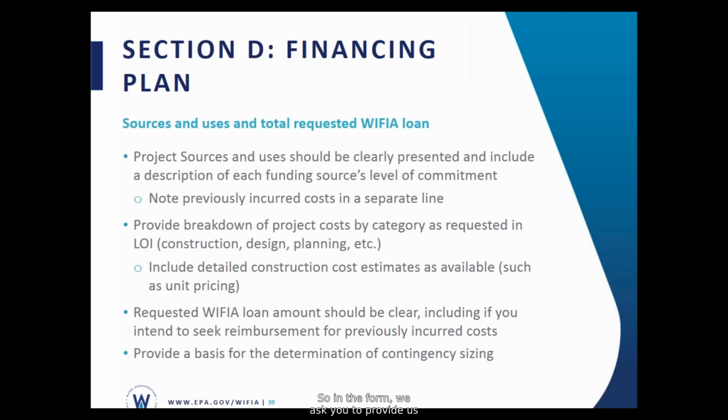So in the form, we ask you to provide us with detailed sources and uses, and they're broken down into specific sections. However, if you do have detailed construction cost estimates available, we ask that you submit those as well as an attachment so that we can assess the reasonableness of the costs. It's pretty difficult to assess whether a project cost estimate is adequate without a more detailed estimate like one that would be available in a planning or scoping report.